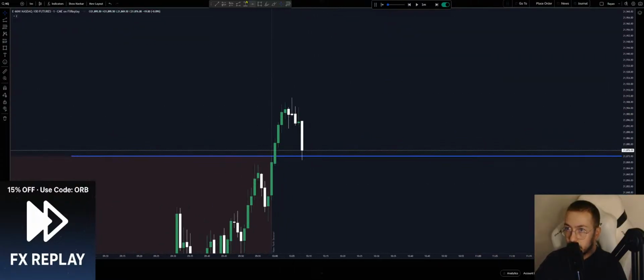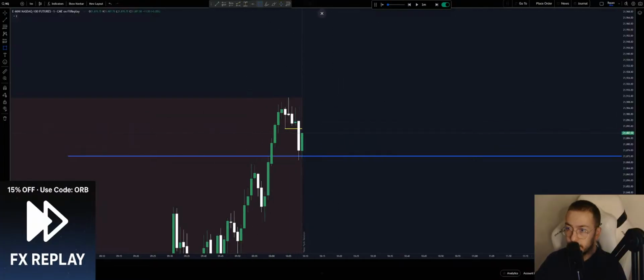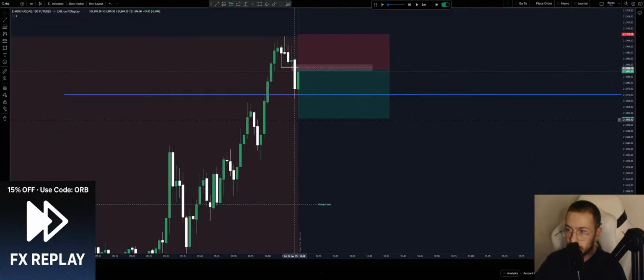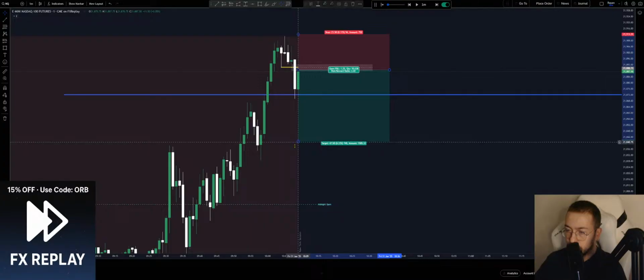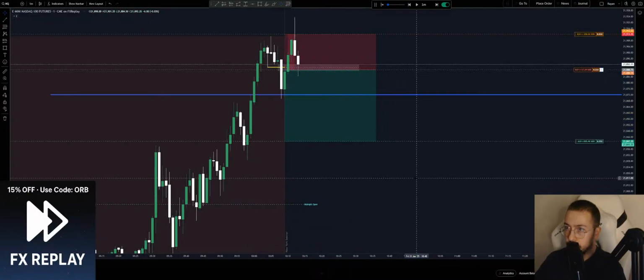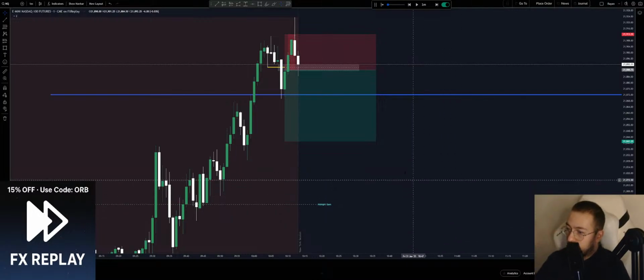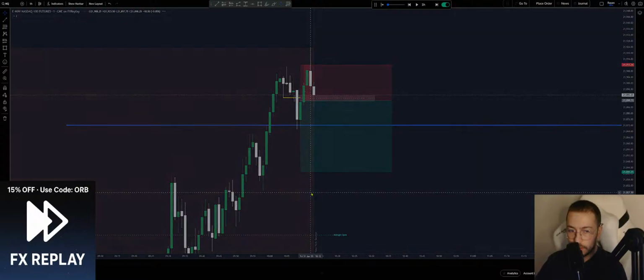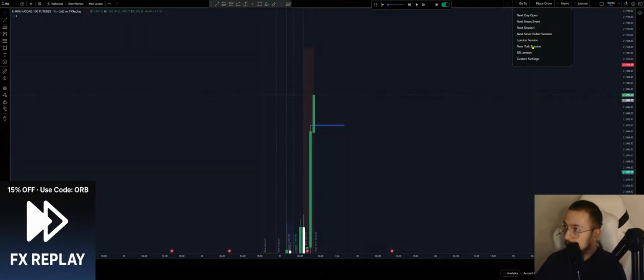Swap the high. Big displacement, leaving fair value gap behind here. It's a limit order. Stop loss is here. 2 risk to reward. Auto break even 1. And we ended the month negative 1% so far. Let's go next day.